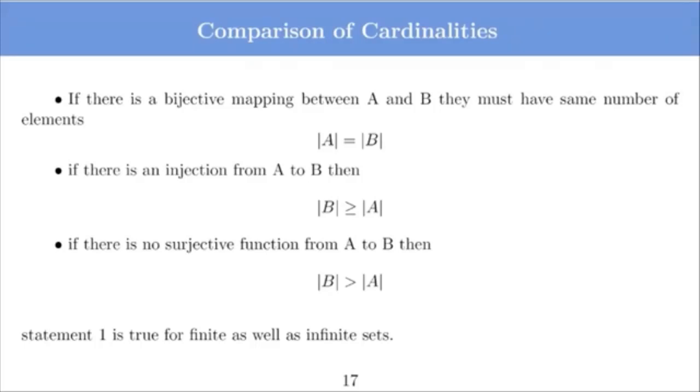So this means that if there is an injection, if there is a unique map of every element of A into B, then B needs to have more elements or at least equal elements than A. Right? Why do we say more? Because of course there is a possibility that we can leave out some elements in B. So B can have more elements than A, but not less.